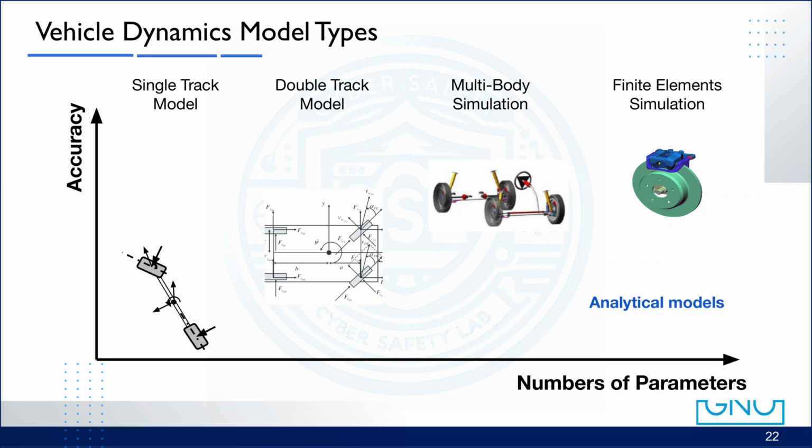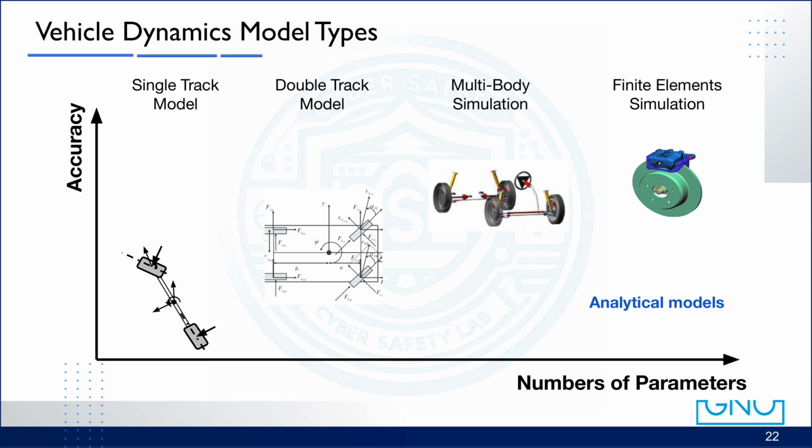Now let's look at different types of vehicle dynamics models, starting with traditional analytical models. On this axis, we can see that as the number of parameters increases, the accuracy of the model also increases, but so does the complexity and the required computation. At the simplest level, we have the single-track model, also called the bicycle model, which assumes that the left and right wheels can be combined into one track per axle. It's widely used in autonomous driving and control because it's simple but still accurate enough.